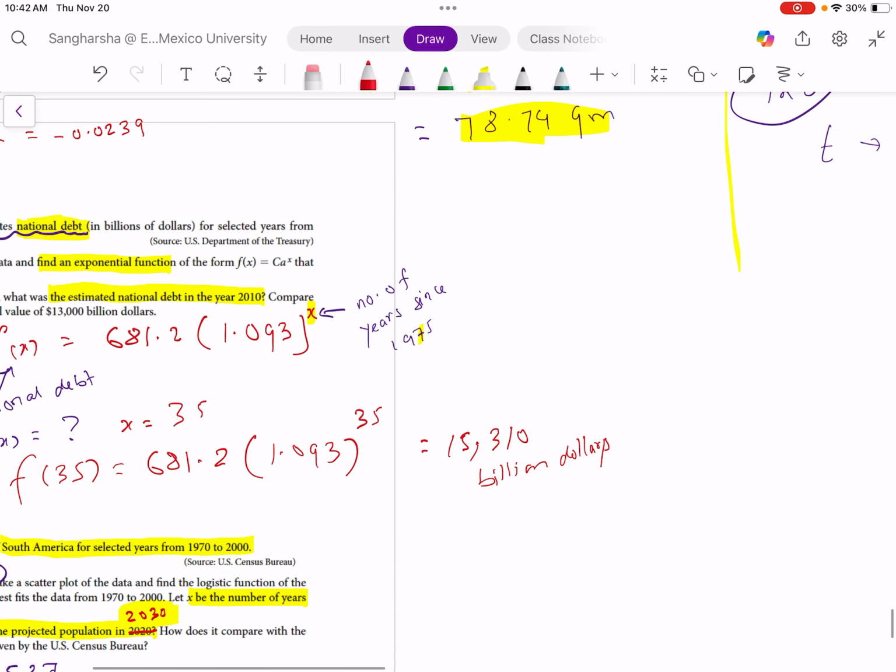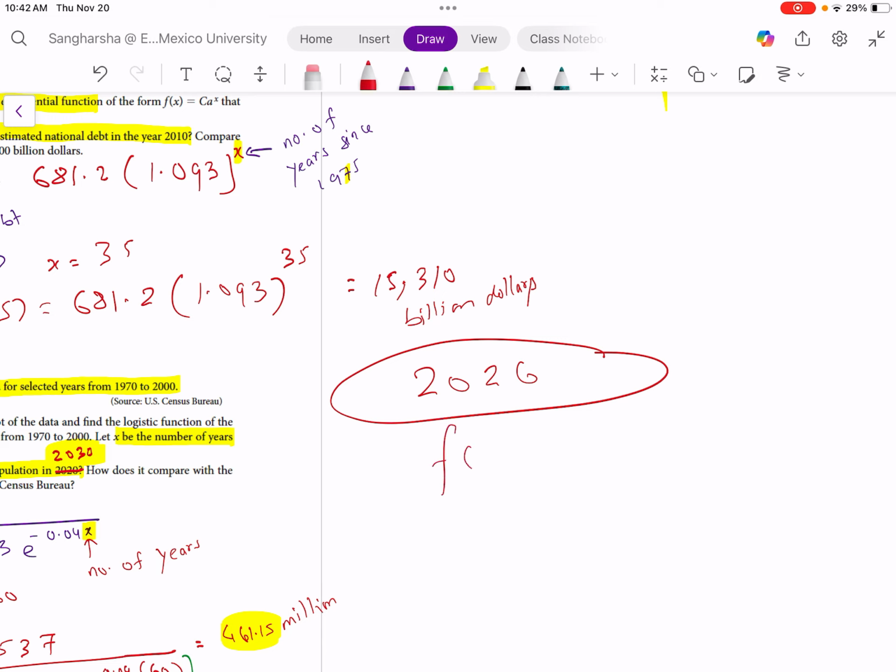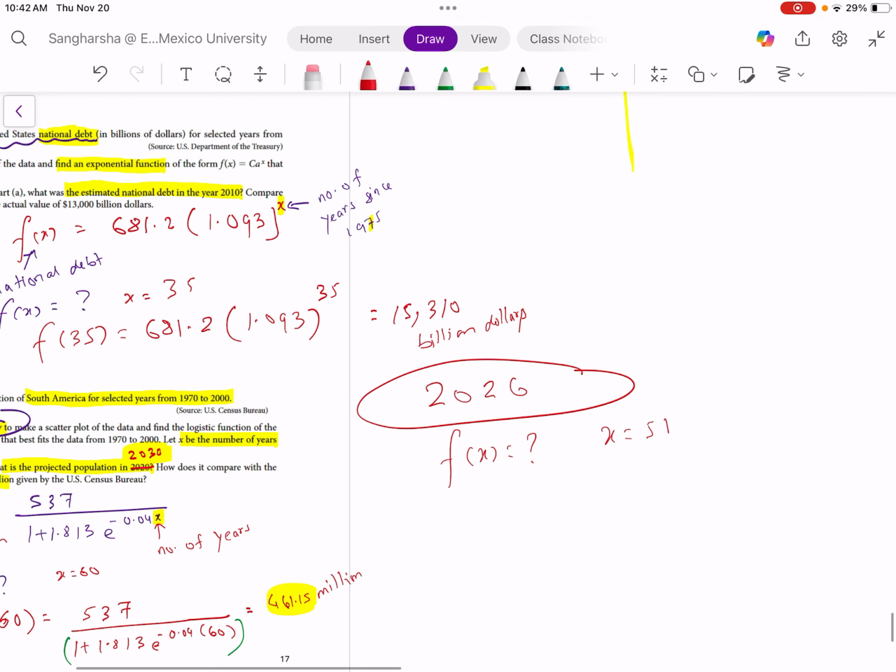We want to estimate the national debt for 2026. We don't know, so let's make an estimate. Estimating the national debt means we are finding f of x. So what will be x for the year 2026? 51, thank you. So our x is 51. Now you replace every x by 51.